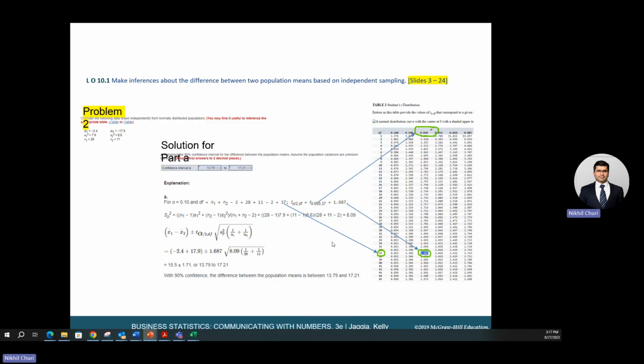Let's look at the second problem, and I think this is your second SP case, your second condition, second scenario. The problem states: consider the following data drawn independently from normally distributed populations. x1 bar is given as this, x2 bar is given as this, s1 square and s2 square are given as this, and n1 and n2 are given. It doesn't talk about sigma, so it looks like sigma 1 square and sigma 2 square are unknown.